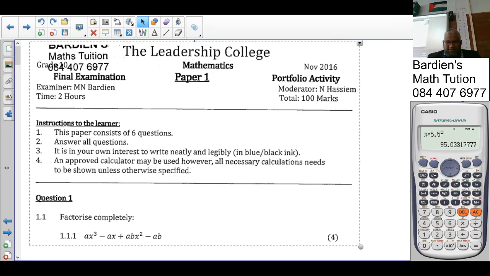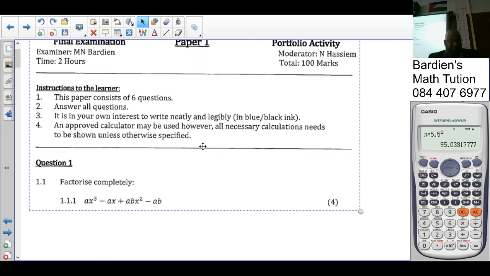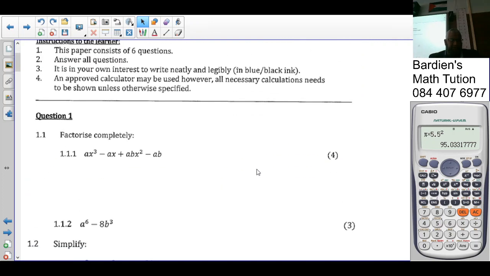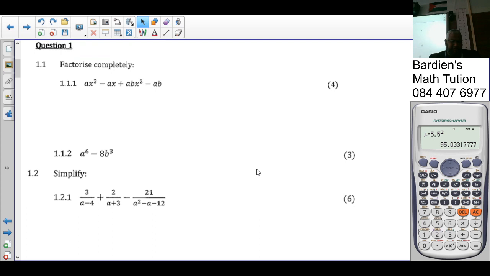Let's get started. It was the Leadership College in November 2016, paper 1. It was a 2-hour paper for 100 marks. So there's 4 instruction points there. Very important. Read through them normally. I'm not going to read through them now.